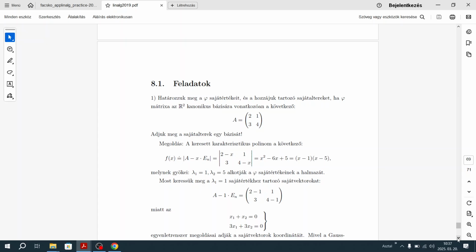And the question is the eigenvalues, the eigenvectors, determinant, trace, and diagonal form. Okay, let's start with this.